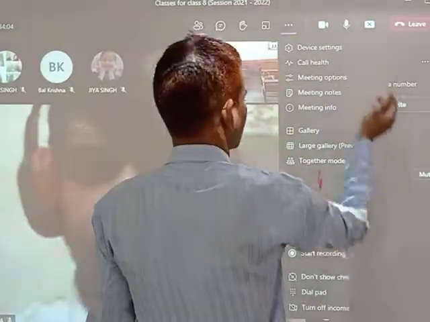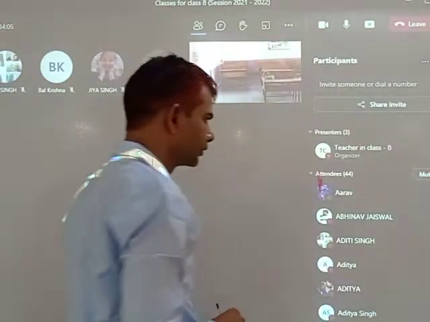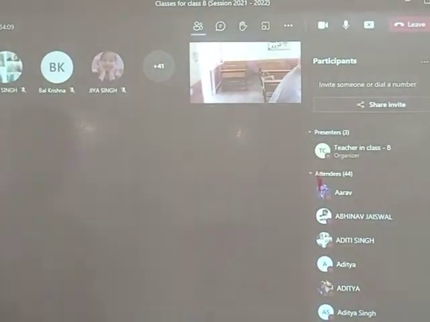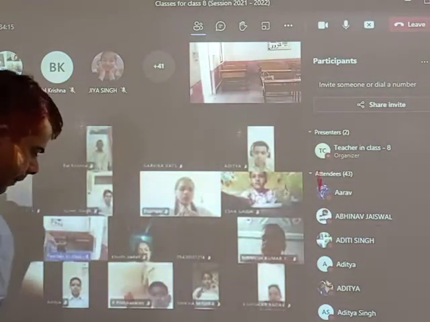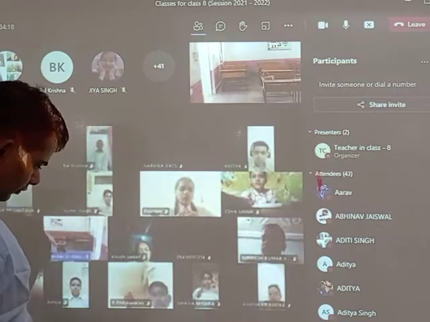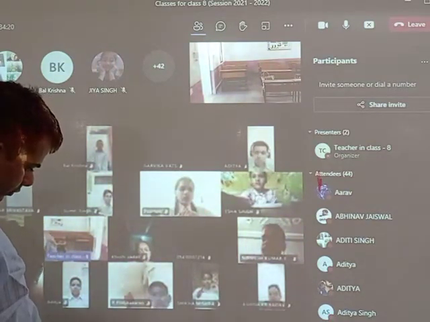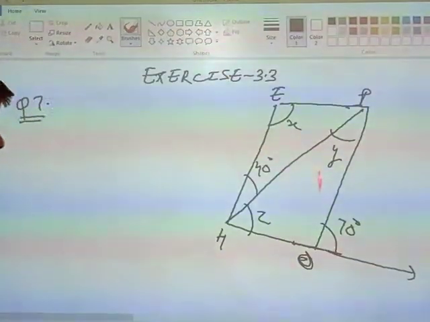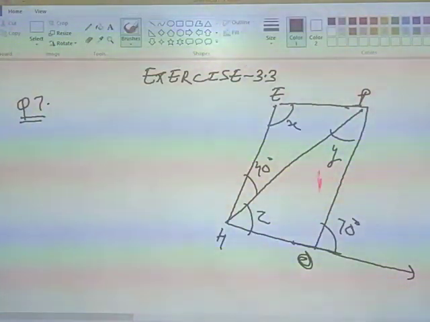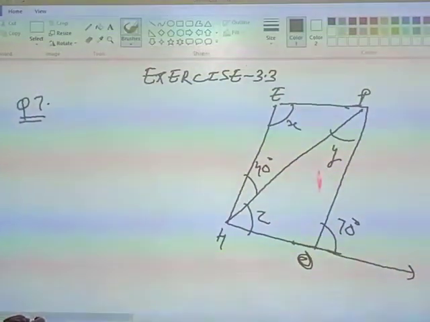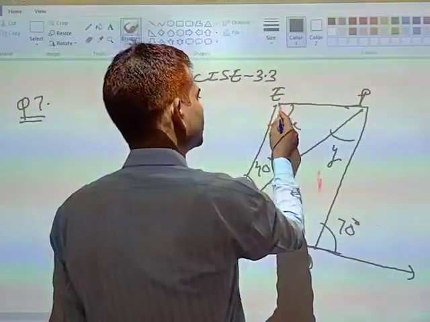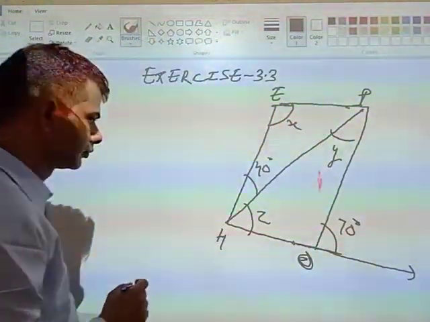Class 8 students, kindly open your cameras. Students, please switch on your cameras. Raj Krishna, Jia Singh, Aditi Singh, why are your cameras shut down? Kindly open them. Anjali Trivedi, Arpit Singh, Abhinav, Raj Krishna, Prahlad, that is all. Ma'am, my camera is on.